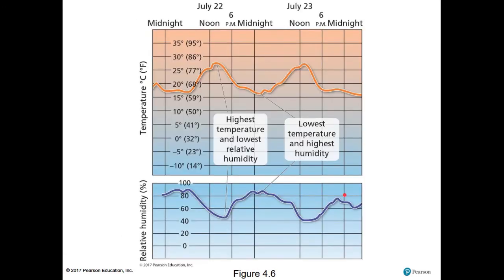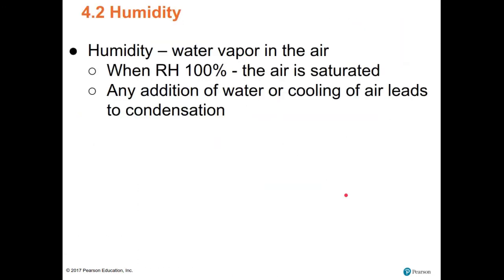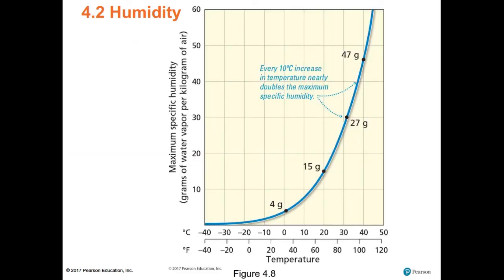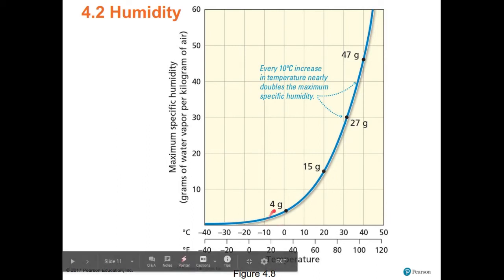So let me go back to the chart. There's the chart. On the chart, you can see as the temperature increases, the capacity doubles. So if the water vapor stays the same, for example, on the first part of the diagram, it was 0 degrees with 4 grams, so that's 100%.